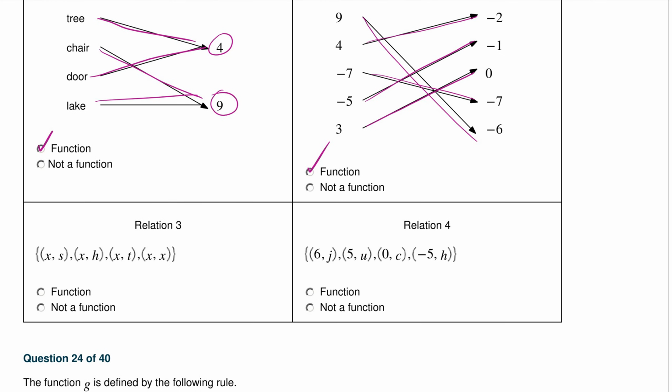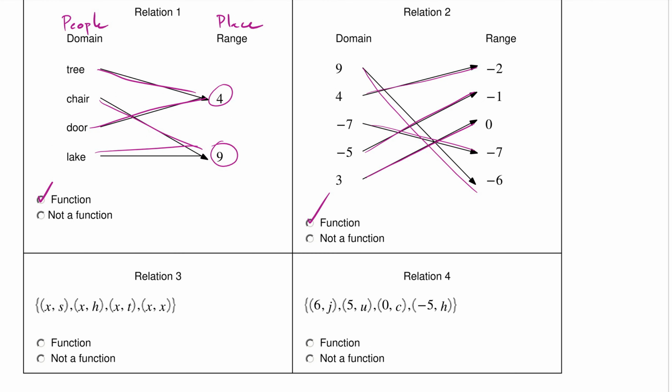And down here, relation 3, they don't give you the mapping anymore. You have to map it yourself. But the main idea is a person cannot stay at 2 places. So if you see the x value repeated twice, it's not a function already. So this is x, repeated more than one time. This is not a function.